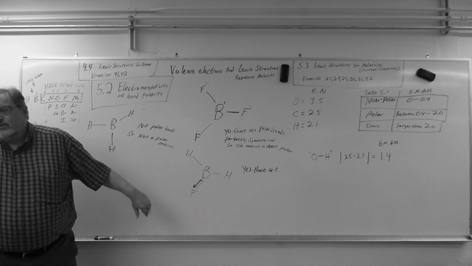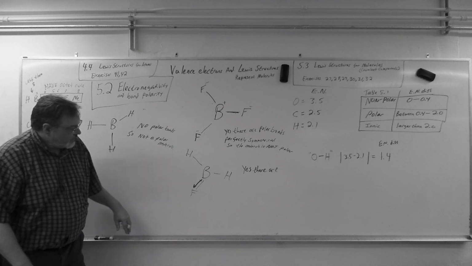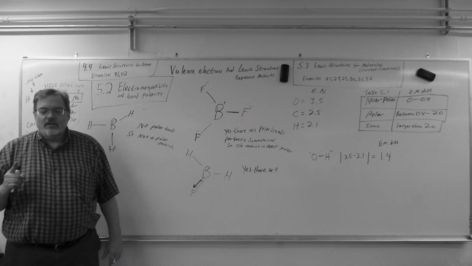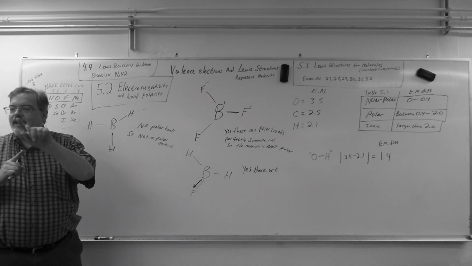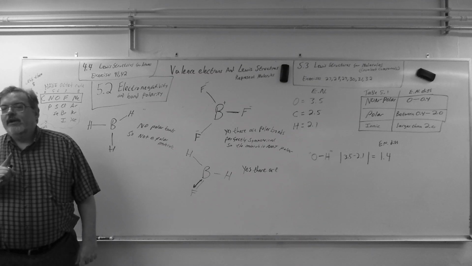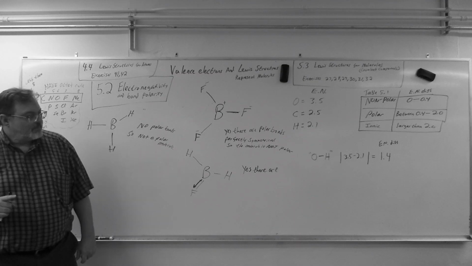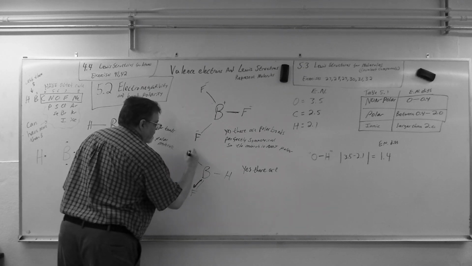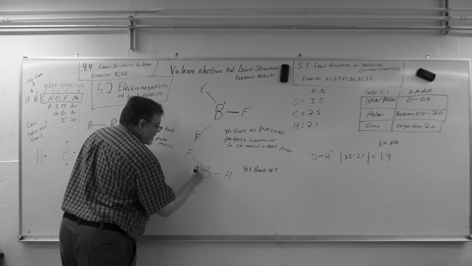We're always going to be dealing with small molecules, so if there's only one polar bond, there's no other polar bond that's going to cancel it. So if there's one polar bond, it will be a polar molecule. If there's two or more, you have to look at the symmetry. So that's why I wanted to change this back to F. Yes, there are polar bonds.